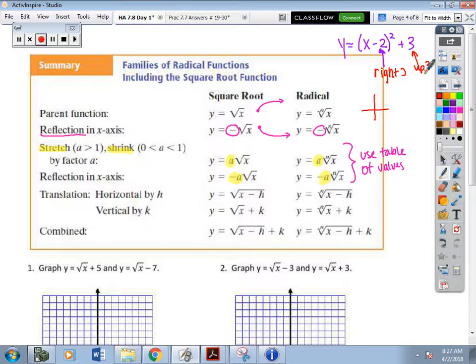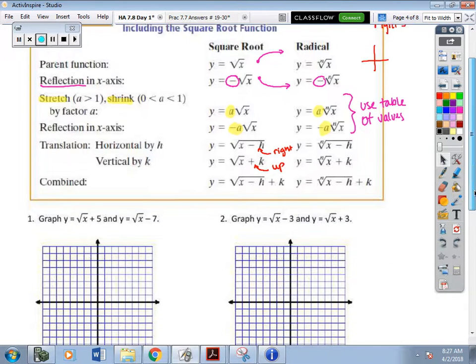Those same transformation rules apply to square roots. So if you see a minus underneath the square root, that's going to be to the right. If you see a plus, you'll go to the left. Outside, this plus k would tell me to go up. And then you can also have a combination where you're doing both, like moving to the right and up, or moving to the left and down.